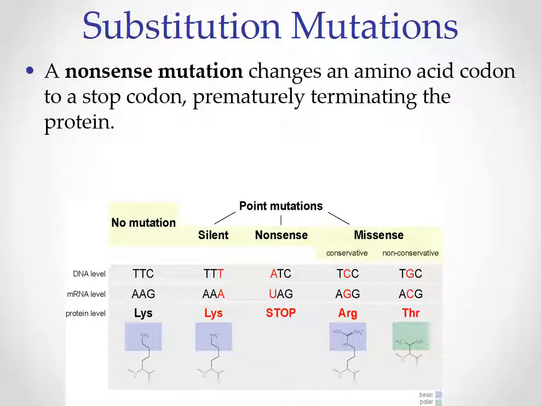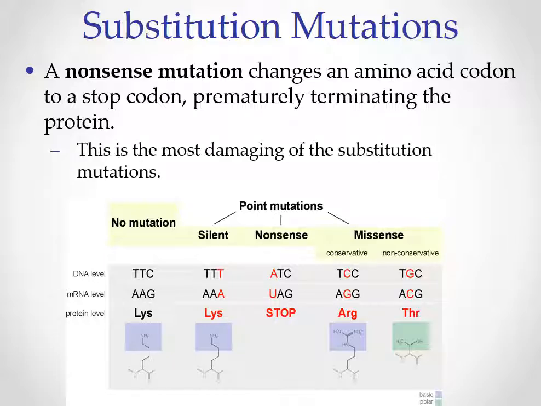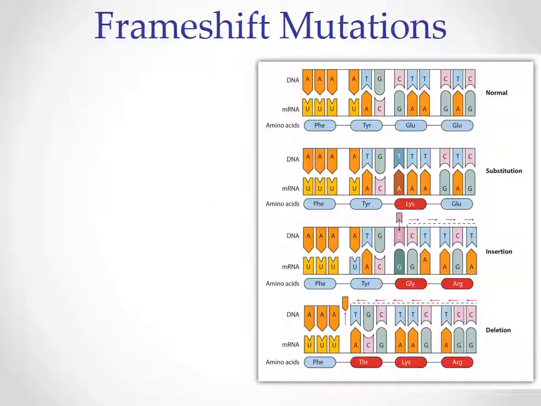A nonsense mutation means that there's a change in the codon to a stop. So it's going to prematurely stop or terminate the assembly of your protein. This is the most damaging kind of substitution mutation.